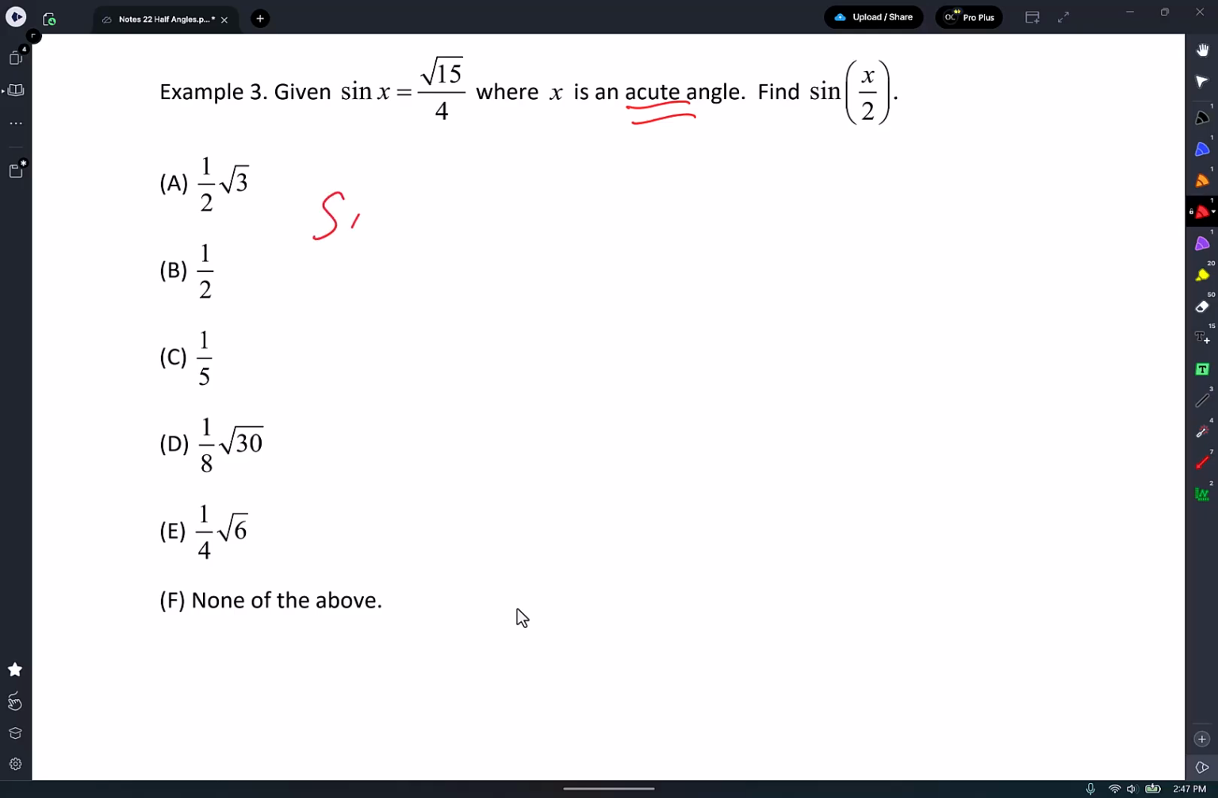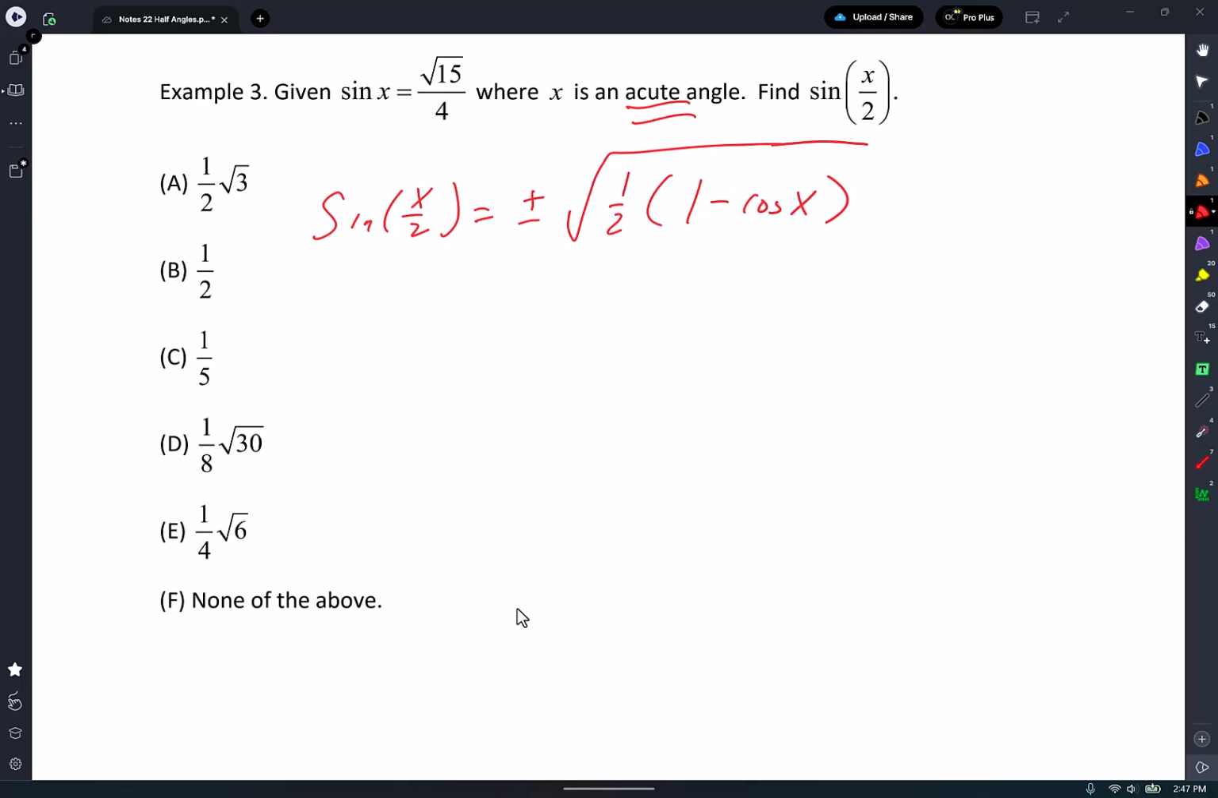First thing first. Sine x over 2 equals plus minus square root 1/2 parenthesis 1, because that's a sine. I'm going to write minus 1 minus cosine x, close.